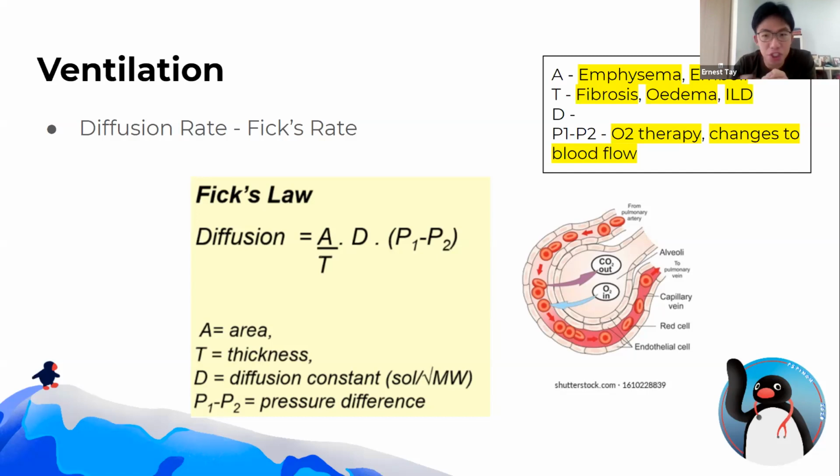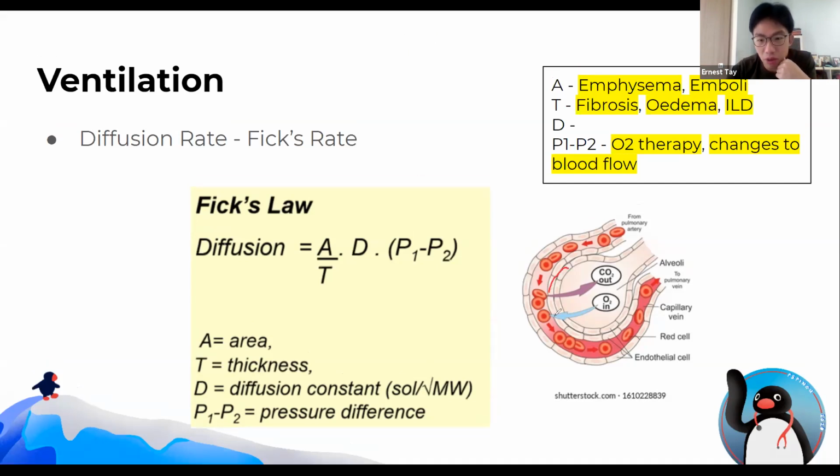For thickness, there are 3 conditions: fibrosis, edema, and ILD. Essentially, fibrosis will thicken your wall. Let me just draw it real quick. Fibrosis will thicken the walls over here, and then it will make it difficult for oxygen coming from outside to diffuse. For edema, same thing. There's a layer of liquid inside here, and because of that, it's also a thickened wall and difficult to diffuse. ILD is a similar concept to fibrosis.